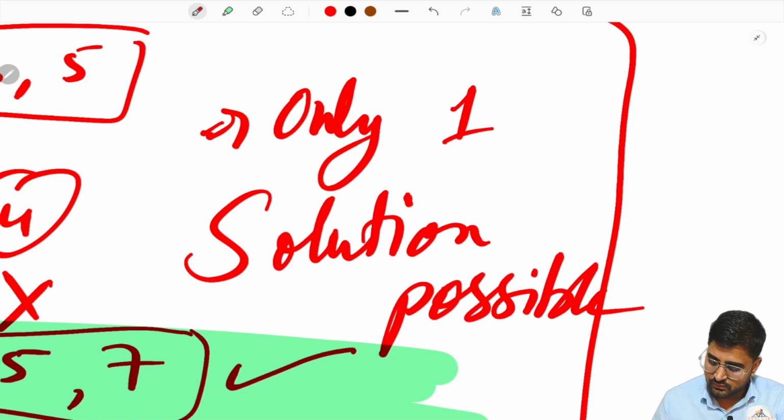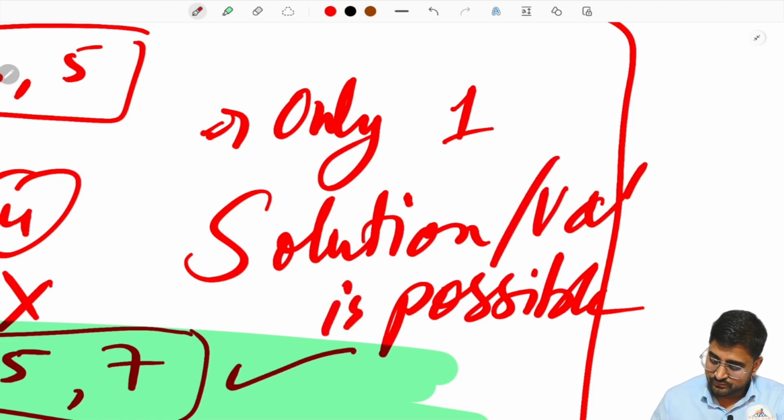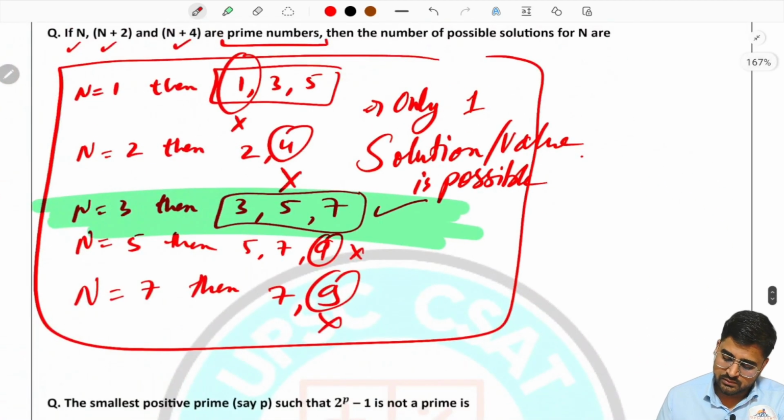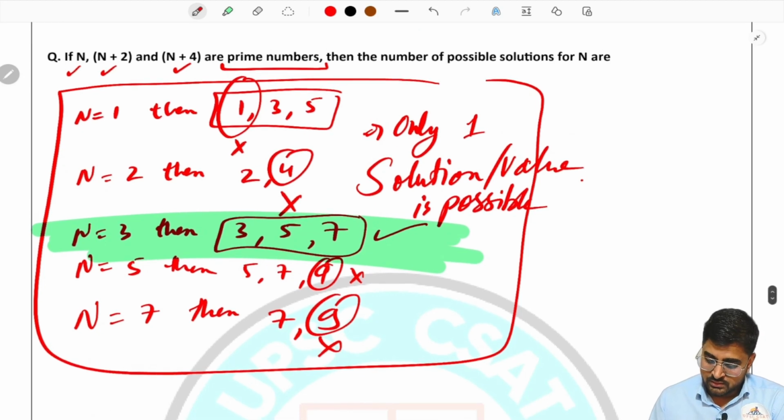Solution or value is possible. This is the value itself. Okay. So these kinds of questions you have to put some values and then find the solution. Okay. I hope you get the solution. Let's move to the next question.